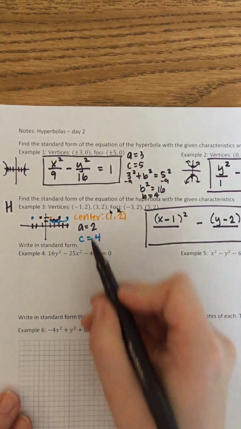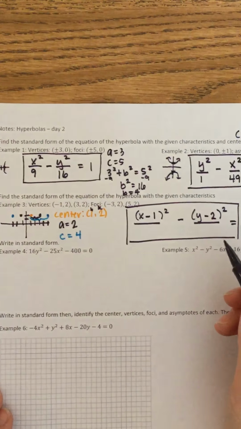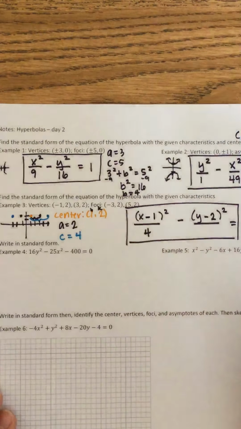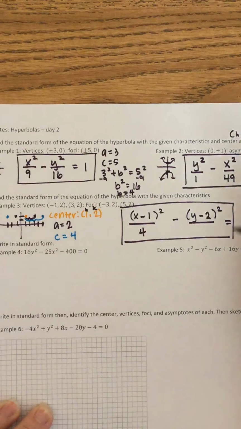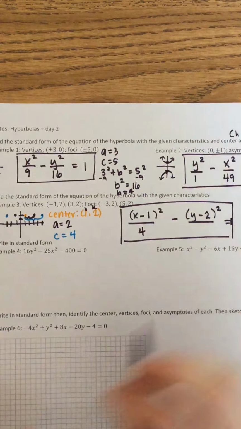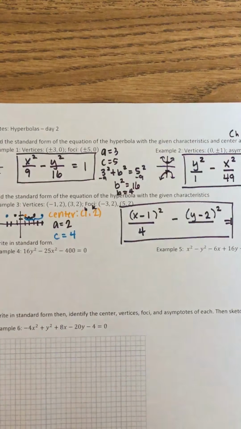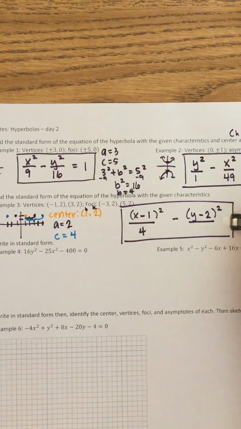I already know a. It's 2. So 2 squared is 4. Now I just have to figure out b. There should have been equals 1 there. I'm going to get some white to make that look better.